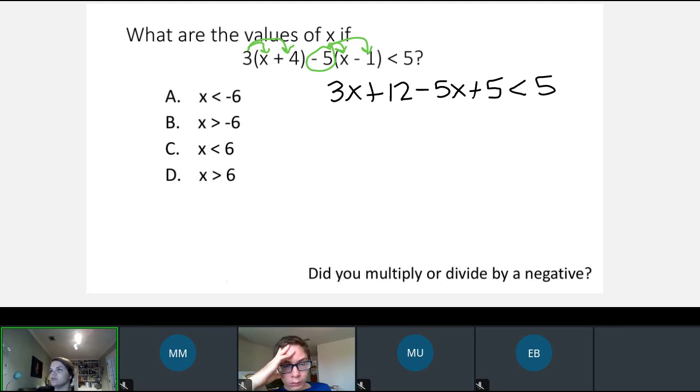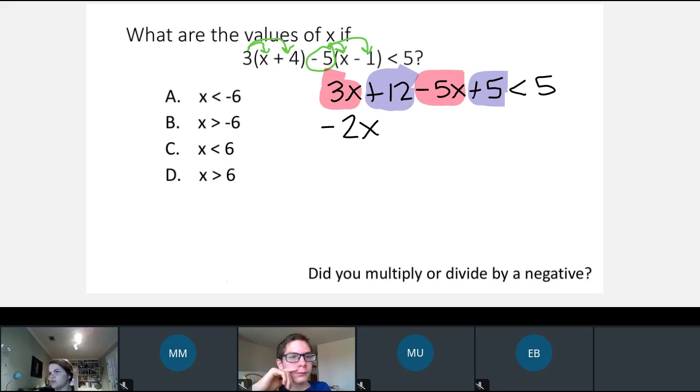The next thing we need to do here is we actually have 3x and negative 5x. They're on the same side of my inequality. The same thing is true for 12 and 5. So I can go ahead and combine those right now. So 3x minus 5x is going to be negative 2x. 12 plus 5 is 17. Okay, so is anyone confused how I got to that step?